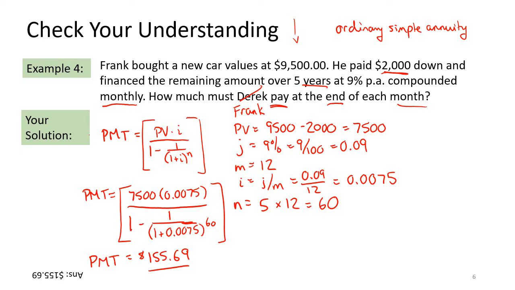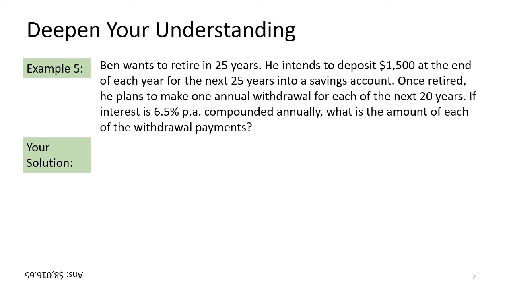Let's look at one more example, this one with a little bit more depth. Ben wants to retire in 25 years. He intends to deposit $1,500 at the end of each year for the next 25 years into a savings account. Once retired, he plans to make one annual withdrawal for each of the next 20 years. If interest is 6.5% per annum compounded annually, what is the amount of each of the withdrawal payments?